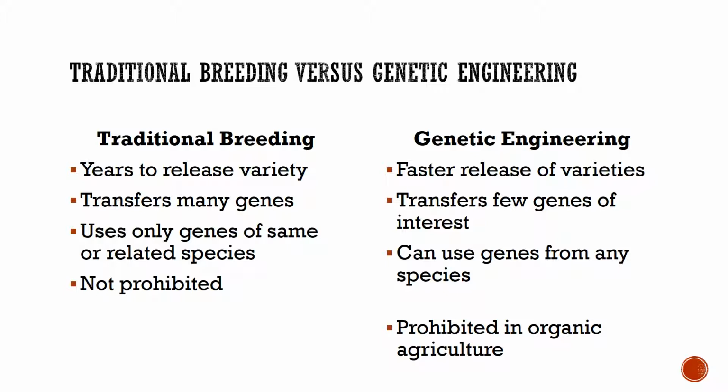Genetic engineering, however, there's a faster release of varieties, so we can breed them and get them to producers pretty quick. Those transfers of genes are very, very few genes that we want. So it's not having to deal with the many genes that then are put into that plant, and it can be used for genes of any species of plant. But unfortunately, that kind of entails it to be prohibited within organic agriculture. So people within organic agriculture cannot use genetically modified organisms or engineering.